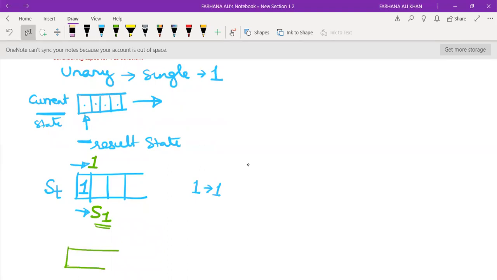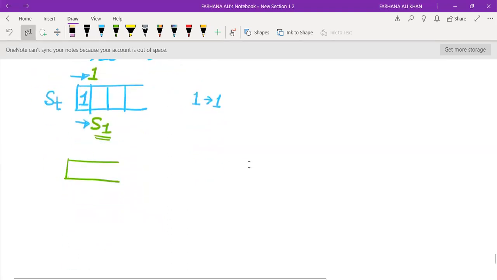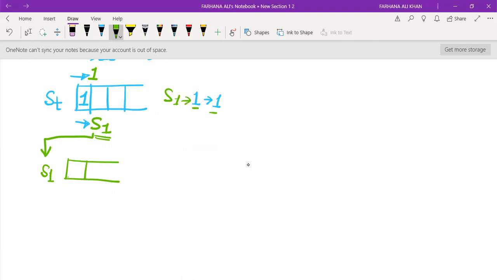Again, we are going to write the tape, and this resultant state will now be considered as the current state. So this is your current state S1. Which string is represented by S1? S1 is representing the string 1 with the output 1. S1 state indicates the string which is only 1. So here we are writing the string which is represented by S1.